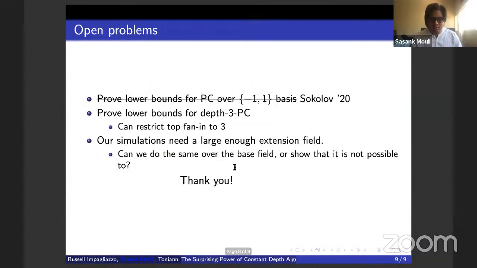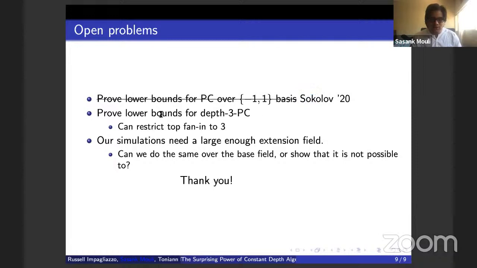And so here are some open problems. We first stated this open problem for proving lower bounds for polynomial calculus over this plus-minus 1 basis instead of the 0-1 basis, because this corresponds to these transformations where you go from a variable x to say 2x minus 1. So that is the smallest non-trivial transformation you could make. And this has since been answered by Sokolov.